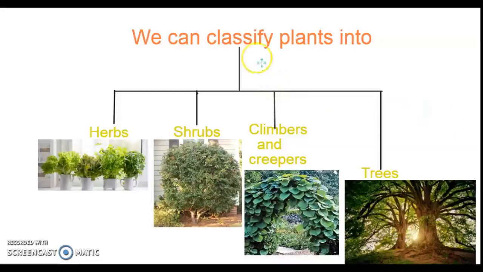We see plants all around us, right? We see them from the smallest size to the largest size, from the shrub to the plant that climbs on other parts. So, according to what we observe, the plants are classified into herbs, shrubs, climbers, creepers, and trees. So let's study all of these in detail and how they are different from others.